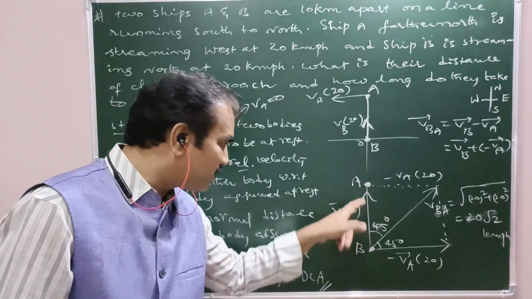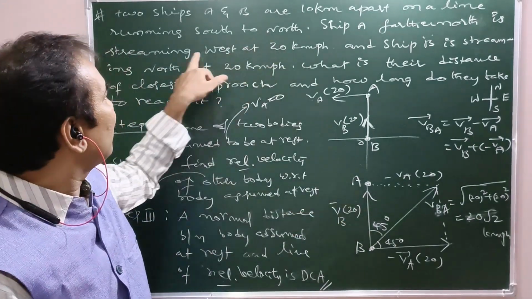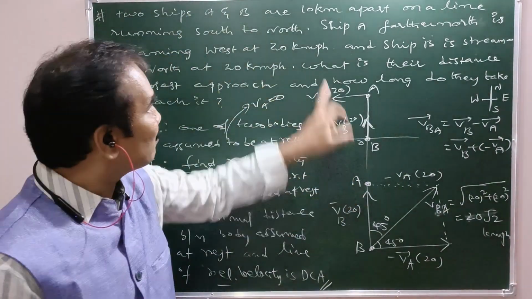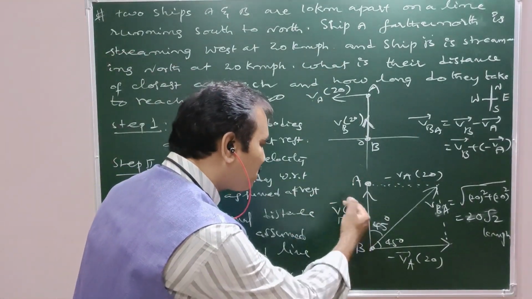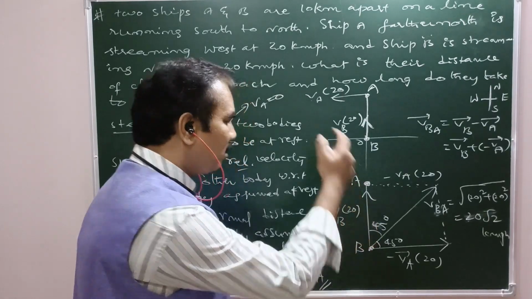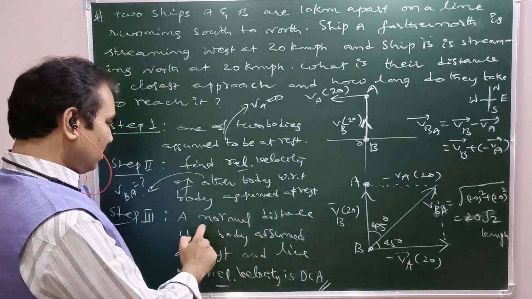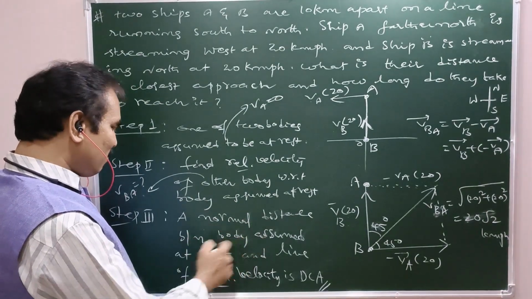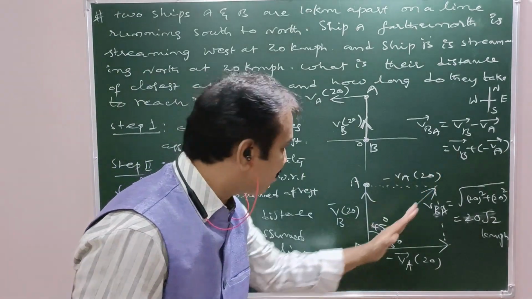Now, what is the distance between them? This is 10 kilometers from the data. The distance between A and B is 10 km. This is the velocity of B, but the separation is 10 km. Now, the normal distance between the body assumed at rest and the line of relative velocity. This is the line of relative velocity.